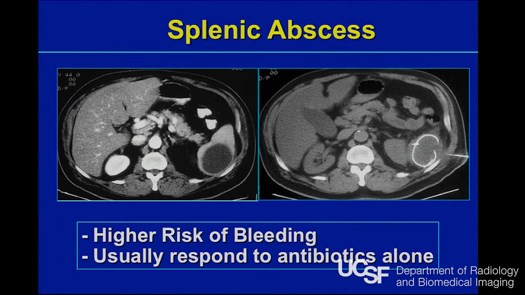A lot of the time it'll be smaller, and if it's not smaller or is larger, or the patient is not doing well clinically, then it can be safely percutaneously drained. Again, the spleen is very vascular, so we're concerned about bleeding here.